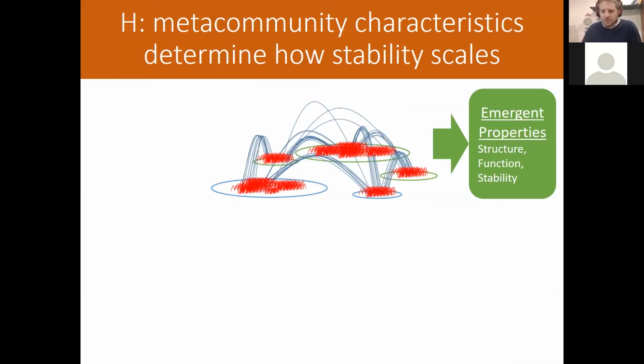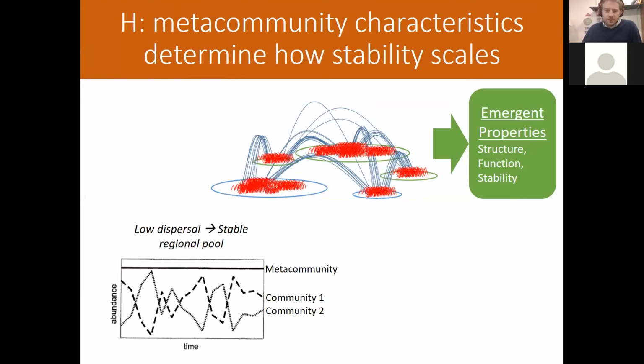So our goals in this working group are to apply the metacommunity concepts to interpret biodiversity at multiple scales through time. And specifically, we're looking at how metacommunity characteristics determine how metacommunity stability scales. And so stability in the structure of the metacommunity is essentially an emergent property that we're interested in when we look at metacommunity data sets.